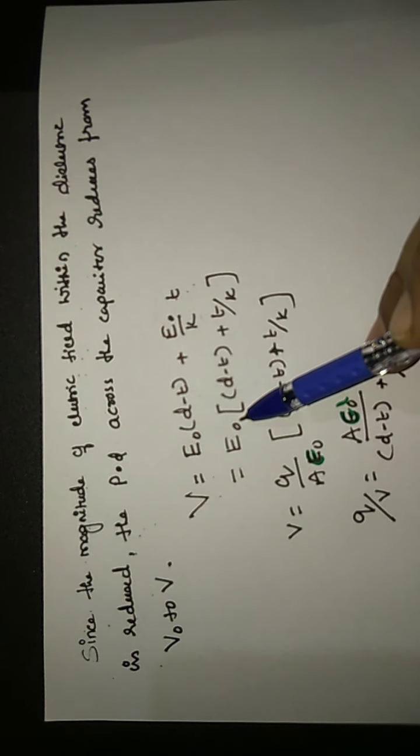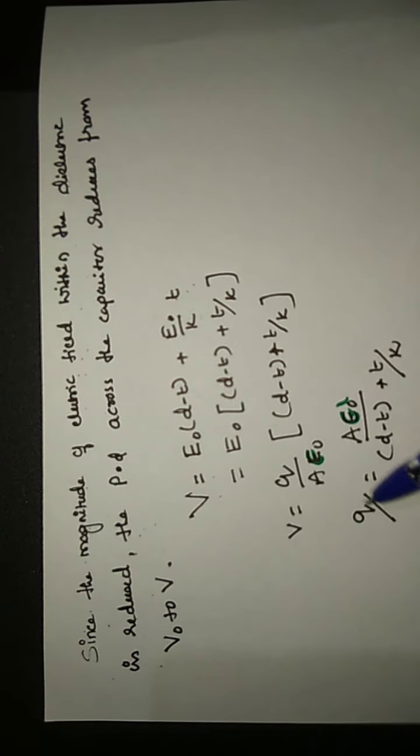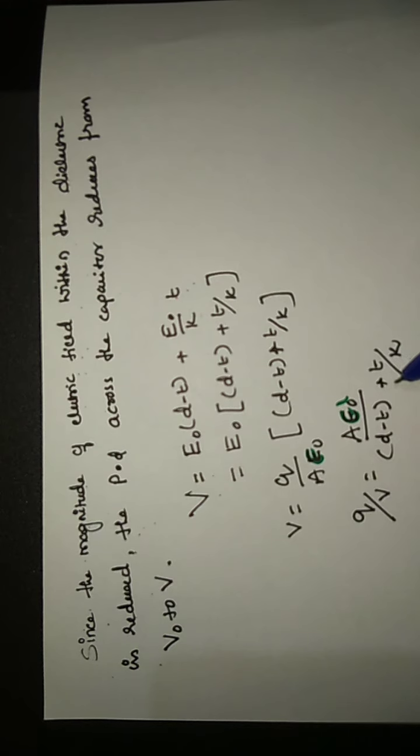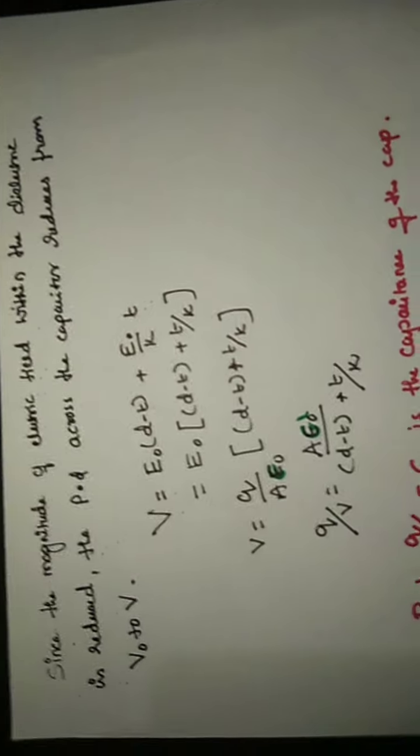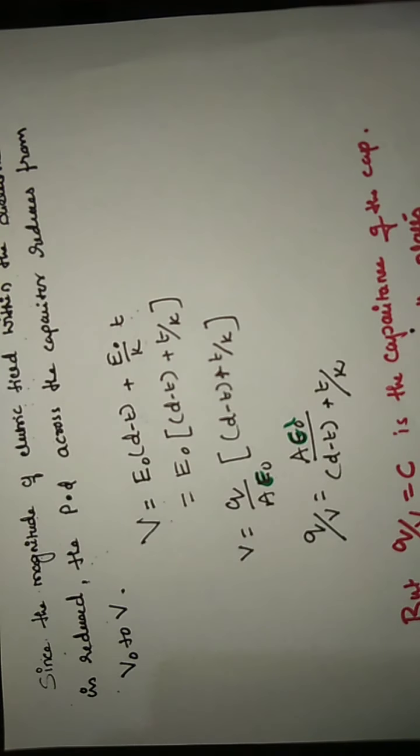But E0 is given by Gauss law as Q divided by A into epsilon naught. So if we take Q this side and take the reciprocal, it will be Q by V is equal to A into epsilon naught divided by D minus T plus T by K. In your notes which I have given, it was written as E0, you correct it as epsilon naught. Okay.